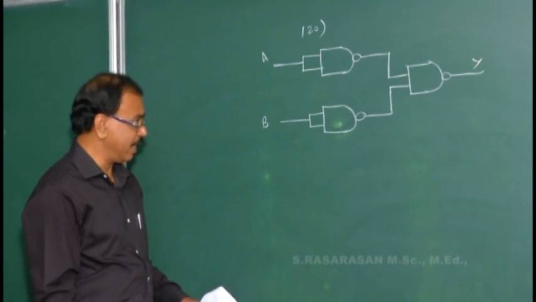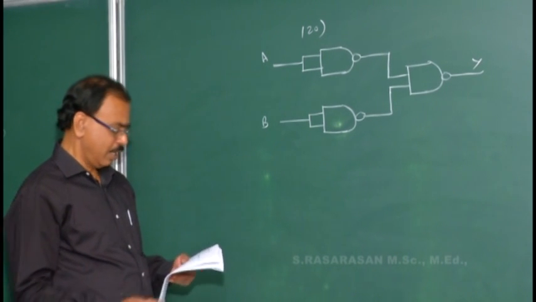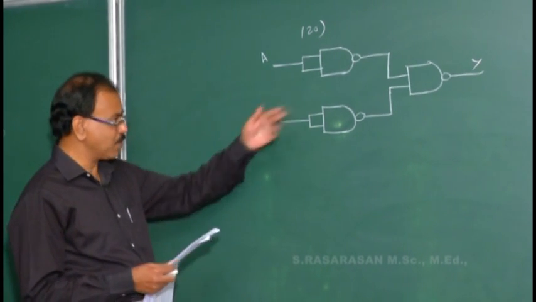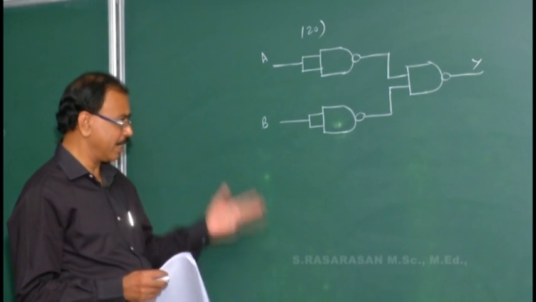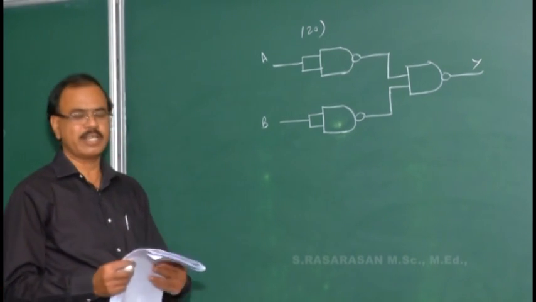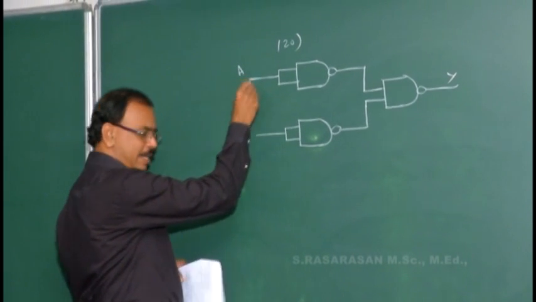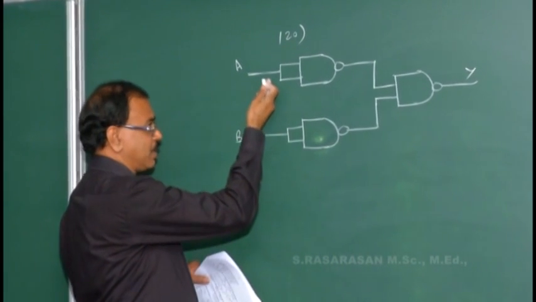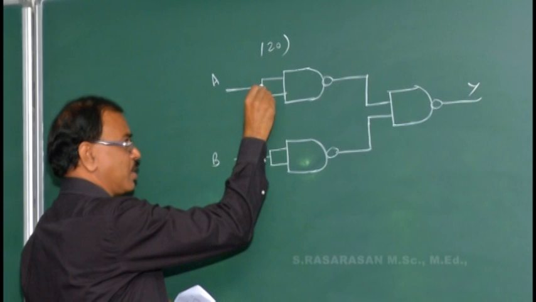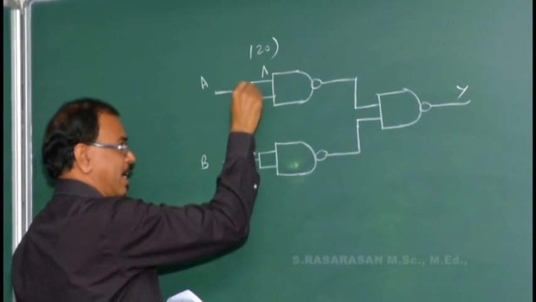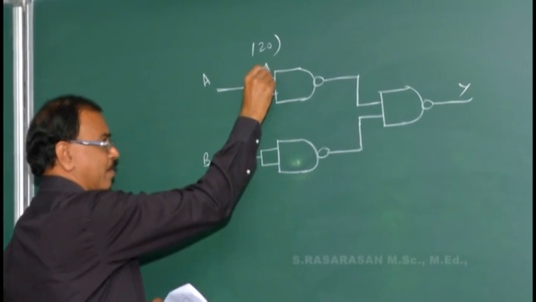See, there are 3 NAND gates. What are they asking? The following arrangement performs the logic function of which gate: OR gate, AND gate, NOT gate or XOR gate. Yes, let us solve. A is the input here. That input is given as A here and given as A here.